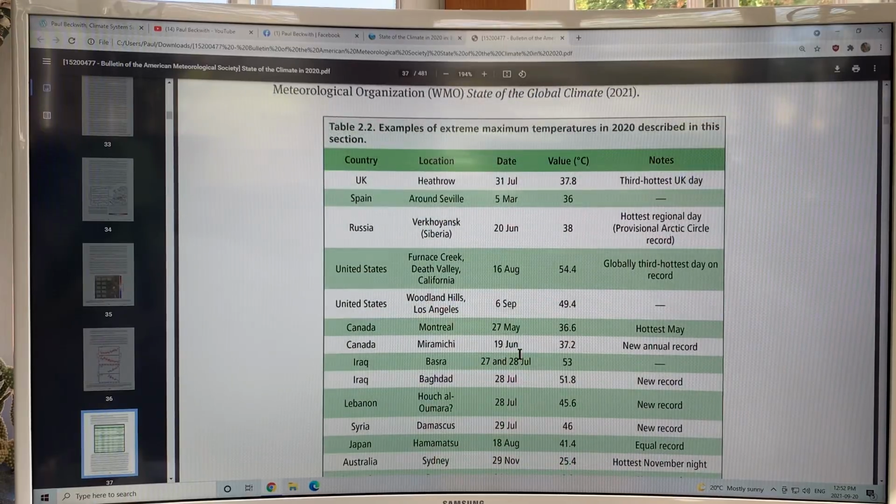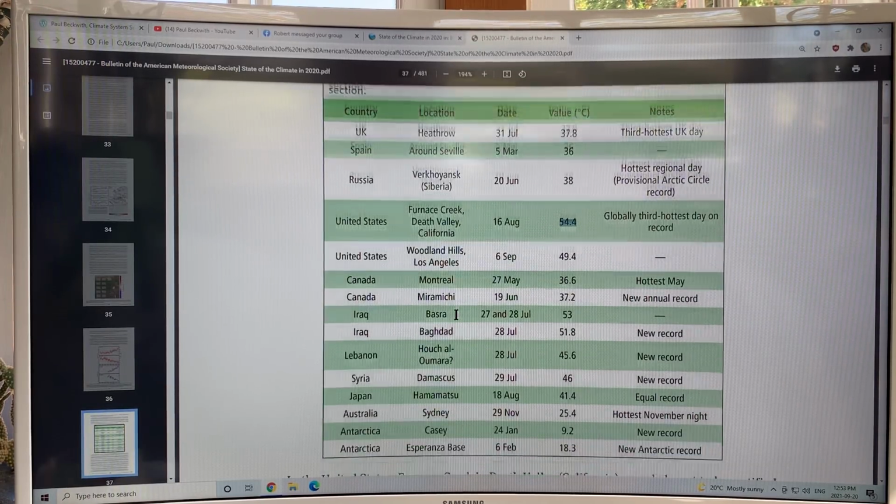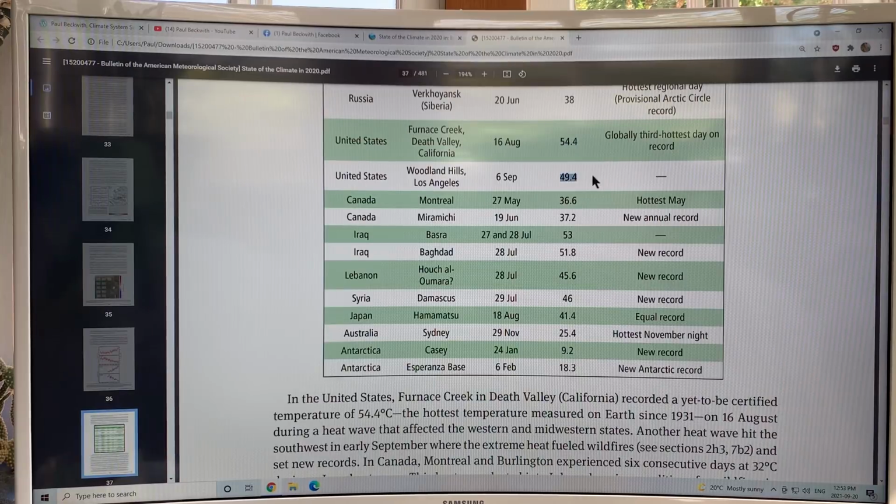And these are some of the maximum temperatures in 2020. So UK 37.8 Celsius at Heathrow Airport, Spain 36, Russia 38, US we reached 54.4 in Furnace Creek, Death Valley. Woodland Hills, California, almost 50. Canada, we reached 36.6. Well, in Canada, this year we've reached 49.6, incredibly high temperature.